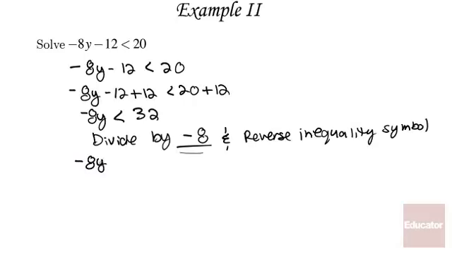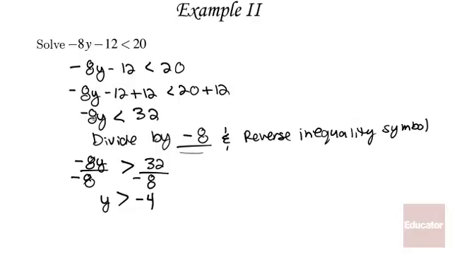So I have negative 8y divided by negative 8. So I'm going to immediately reverse this. This was less than. Now it's greater than. 32 divided by negative 8. Okay, so what I end up with is my negative 8's canceling out, so I get y is greater than negative 4.